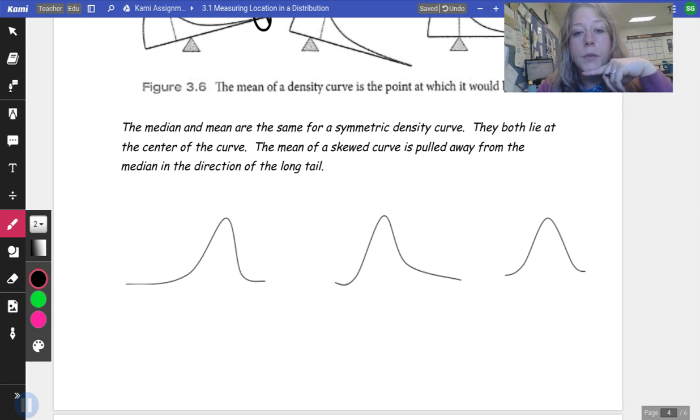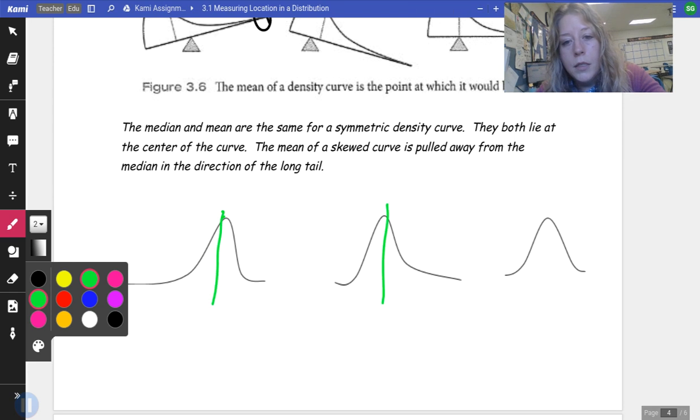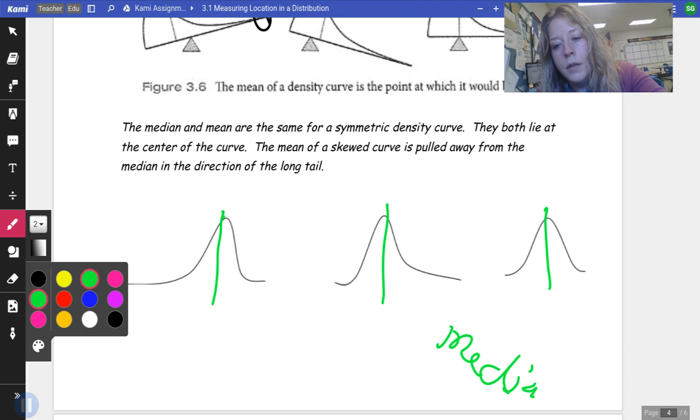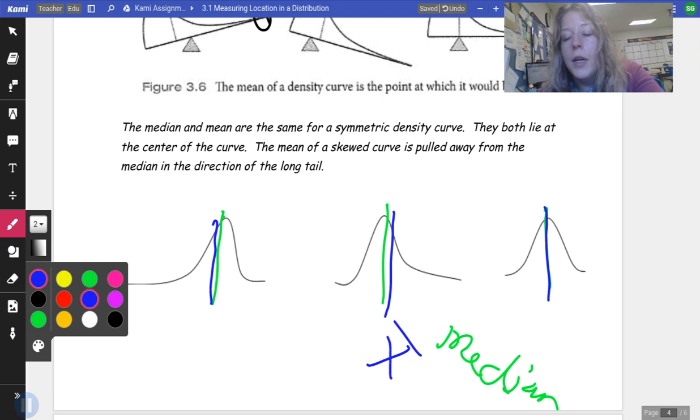Okay. For these 3 curves, I want you to draw where your mean and your median would go. So let's see, median divides it into 2 equal pieces, something like that. And mean gets pulled by the outliers. So the mean is slightly to the left of the median, slightly to the right of the median, and in this third one where it's symmetric, the mean and the median are exactly the same value.